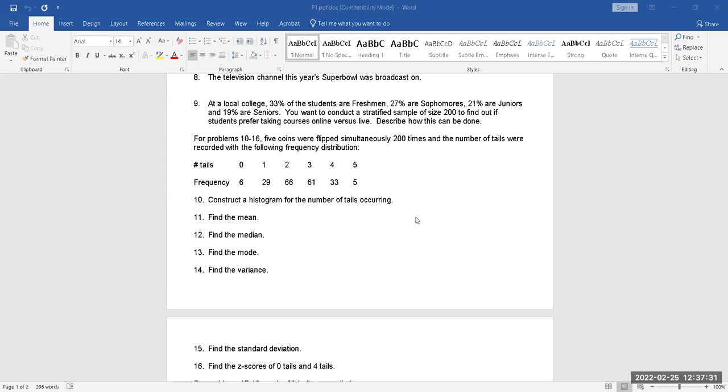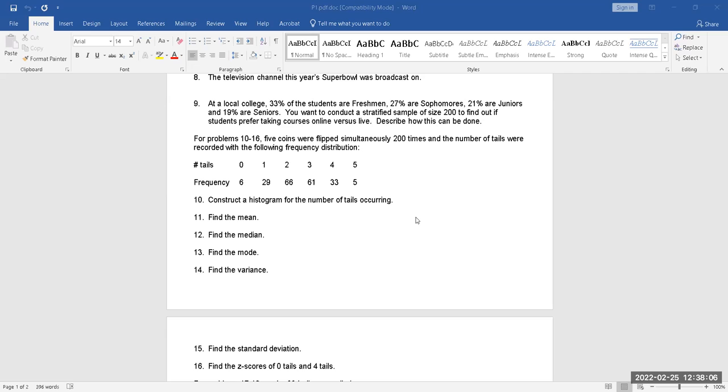Well, it's hard to know when I'm looking at this because I have to look at the frequencies. So let's count up the frequencies. Remember, there's 200 altogether. Okay? So right now, I'm going to show you. Right here, that's 35 outcomes. Does everyone see that? And if I throw in the 66, that's 101 outcomes right there. Look on the other side. 61 plus 33 plus 5, that adds up to 99 outcomes.